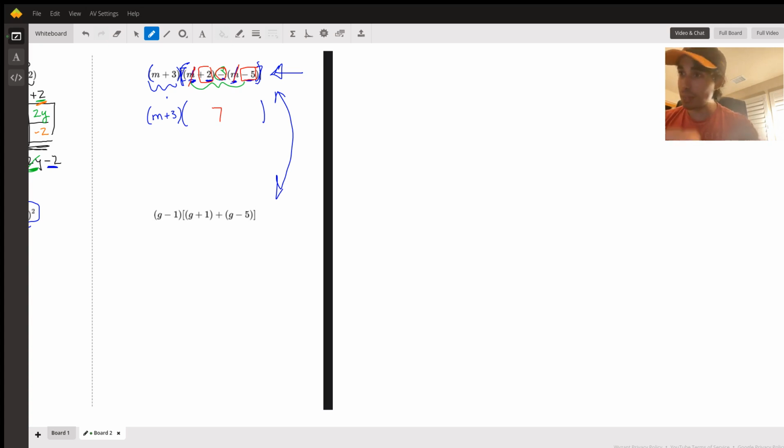All right, this becomes a much simpler problem. I'll rewrite it a little bit nicer. So now we've just got m plus 3 times 7. So at that point, we can distribute that 7 to the m plus 3. Or you could even think of it as box method if you want, however you want to do it. Technically, you could make a box method out of this. You could do an m, a plus 3, and we could put the 7 up here if you wanted to do it as box method.